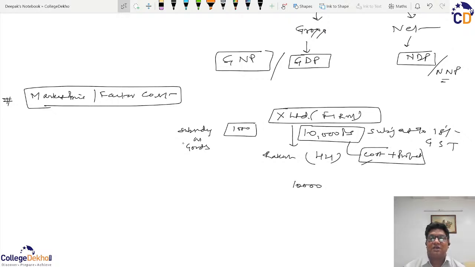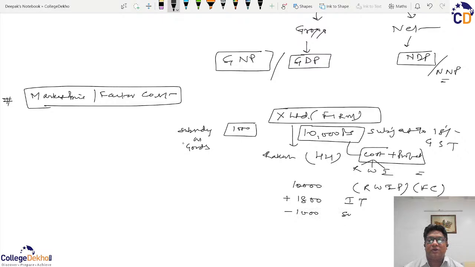and this cost price will be either rent or wages or interest. So basically this 10,000 is RWIP, that is the factor payment, or we should say the factor cost. On this, at the rate of 18%, 1800 is the indirect tax, and the subsidy of 1000 is to be deducted. So the price to be paid by the consumer is 10,800, which basically denotes the market price.